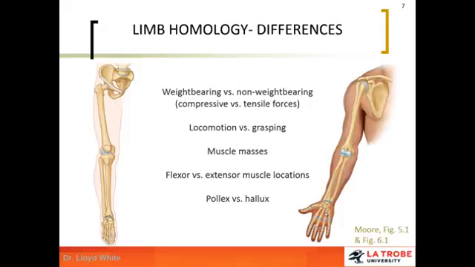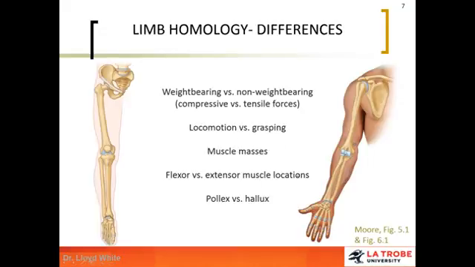So now to look at differences. The lower limb is weight bearing and so is dealing mostly with compressive forces, while the upper limb is non-weight bearing and so is more concerned with tensile forces of being able to hold things. The lower limb is for locomotion, whereas the upper limb is for grasping.